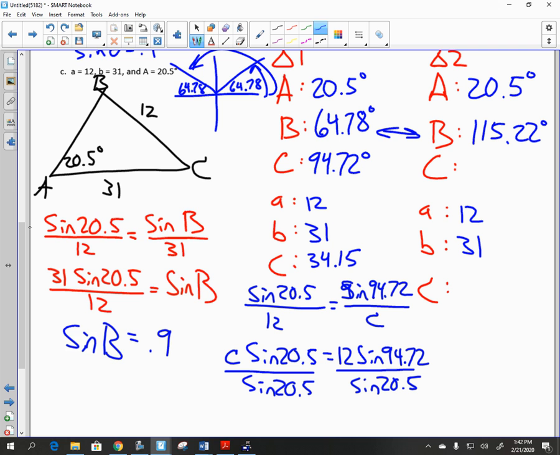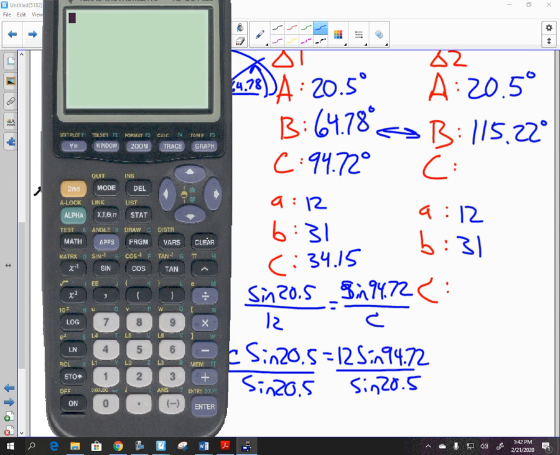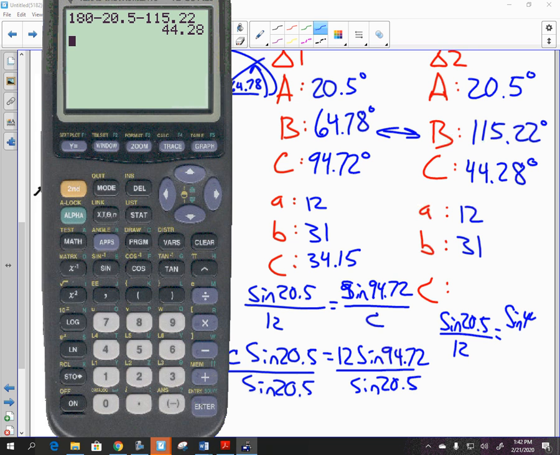Can we finish off triangle 2? How do we do that? 180 minus 20.5 minus 115.22. We get 44.28. Pythagorean theorem? Why? Every triangle. Set up the law of sines. Sine 20.5 over 12 equals sine of 44.28 over C.